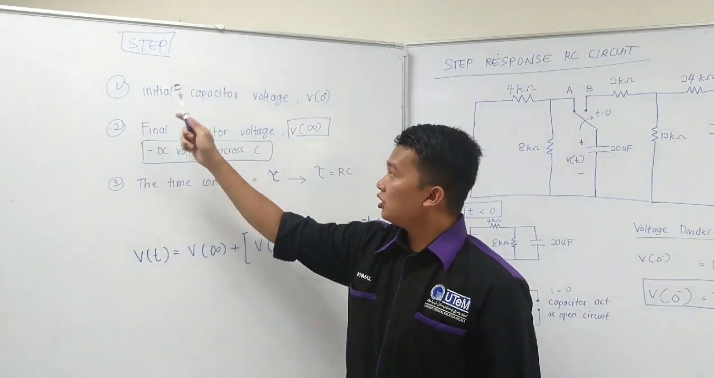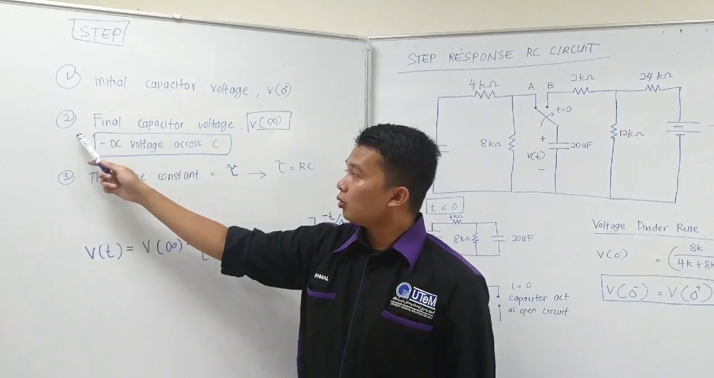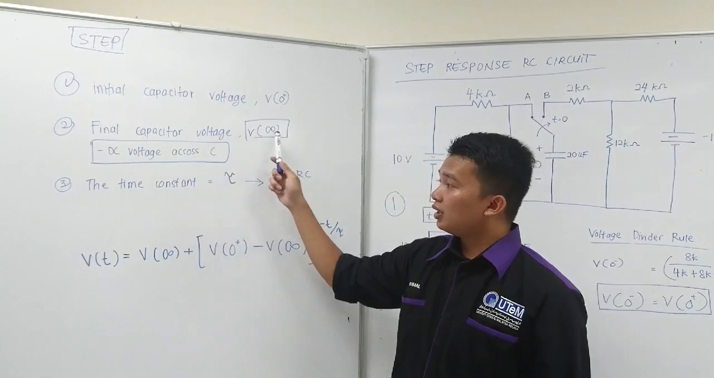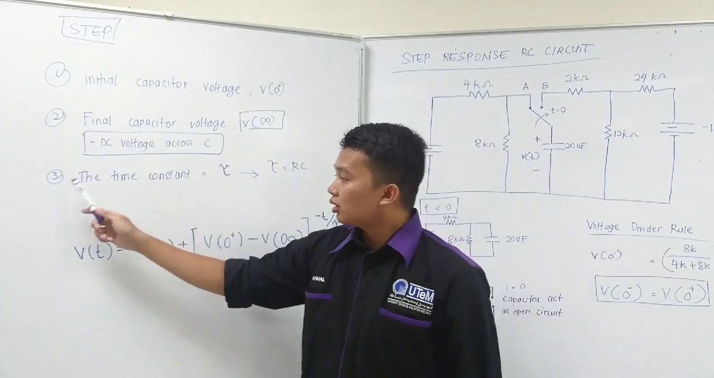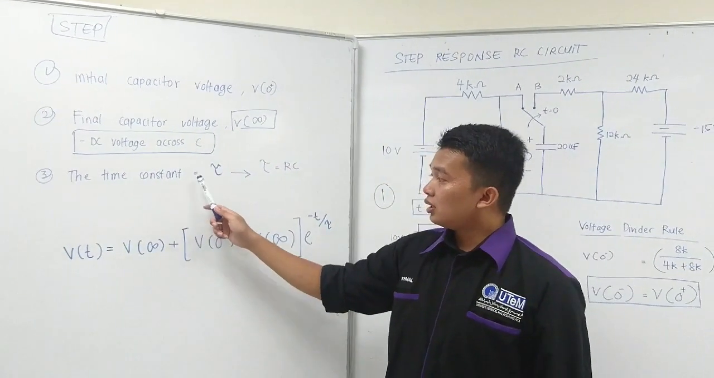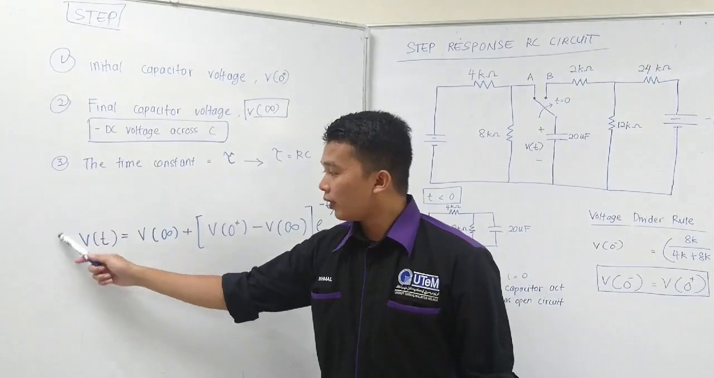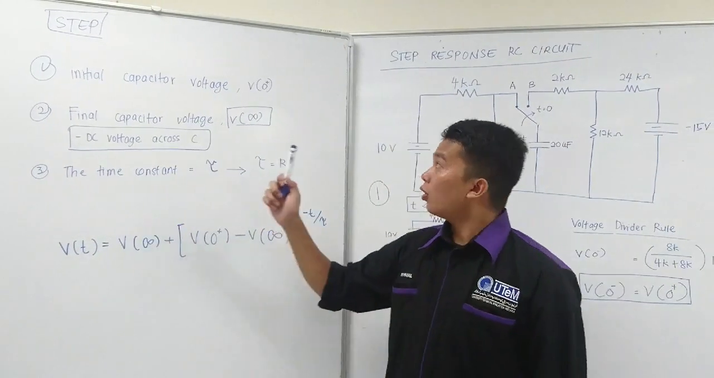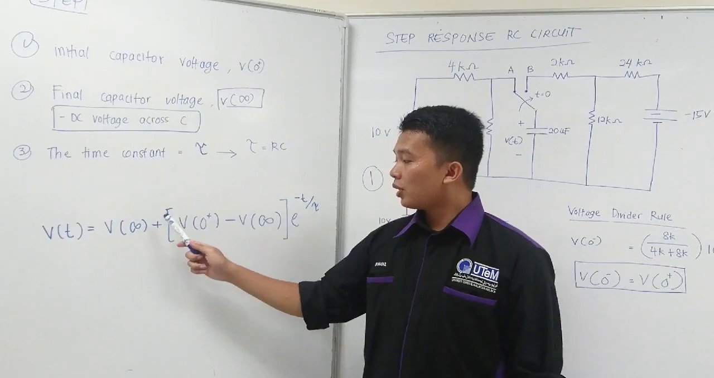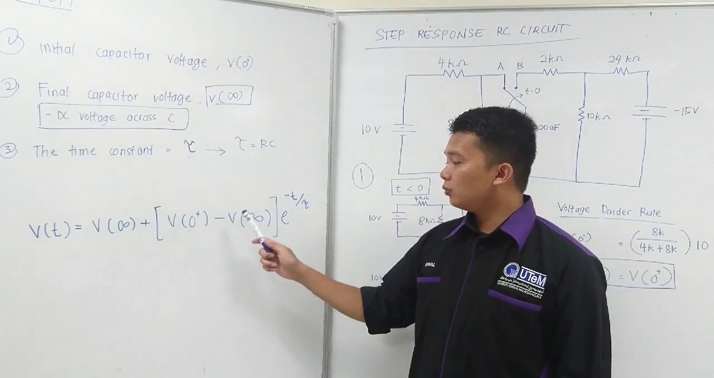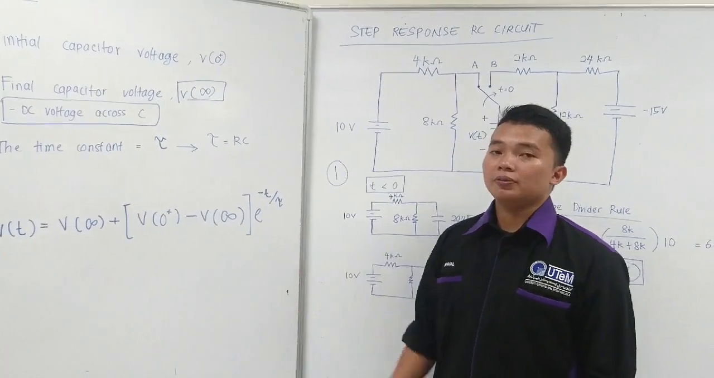First, we have to find the initial capacitor voltage, V not positive. Then, second step, the final capacitor voltage, V infinity, which is the DC voltage across the capacitor. The third step, the time constant, tau. Tau equals RC. This is the final formula for the step response RC circuit: V(t) equals V infinity plus (V not positive minus V infinity) times e to the power of negative t over tau.